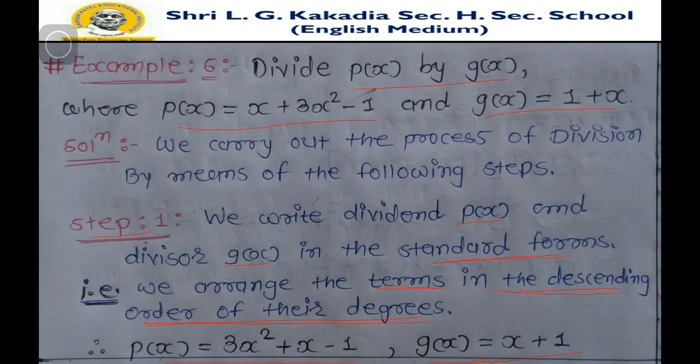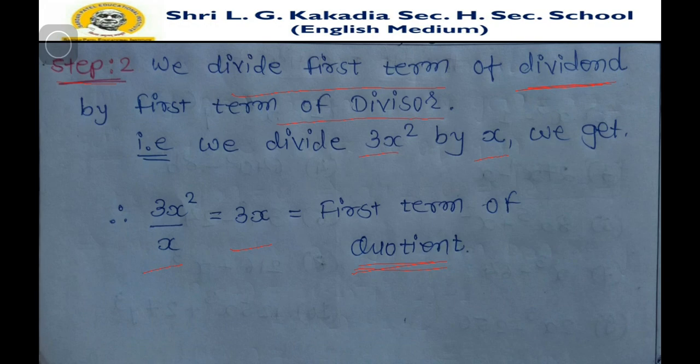So first we put it in standard form, that is p of x is equal to 3x square plus x minus 1 and g of x is equal to x plus 1. Then go for step 2. What we do in step 2 is divide the first term of the dividend by the first term of the divisor. Then we get the first term of the quotient, that is 3x.